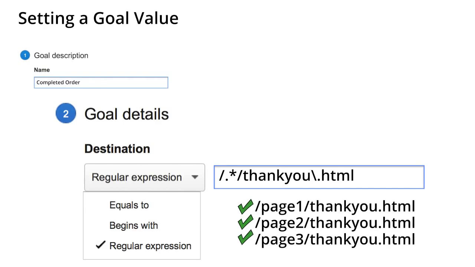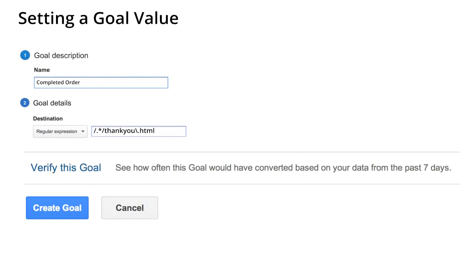To learn more about regular expressions, check out the resources in this lesson. Another part of the goal setup process is the verification tool. This simple tool lets you quickly test your goal settings before completing the process.